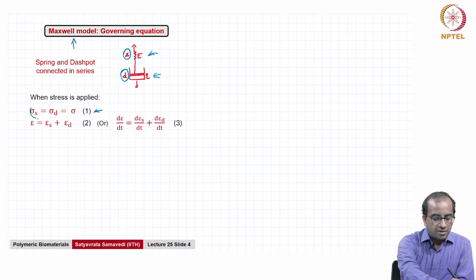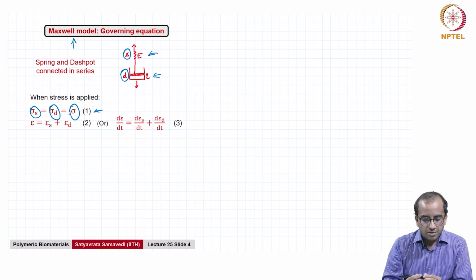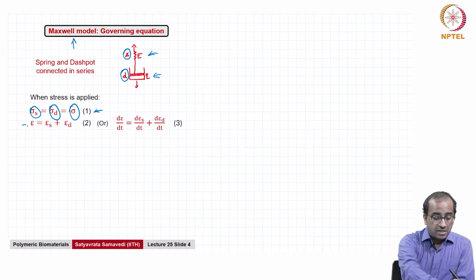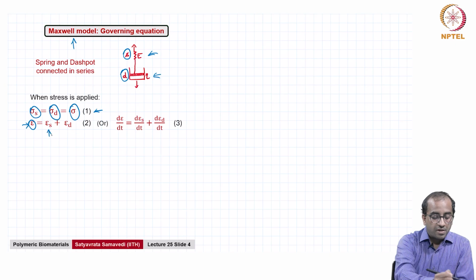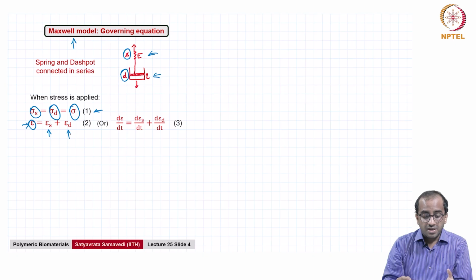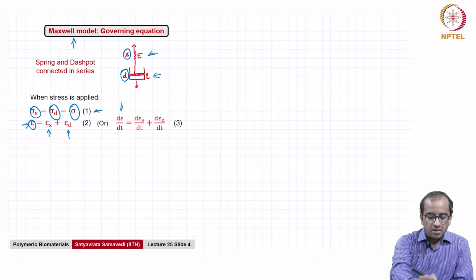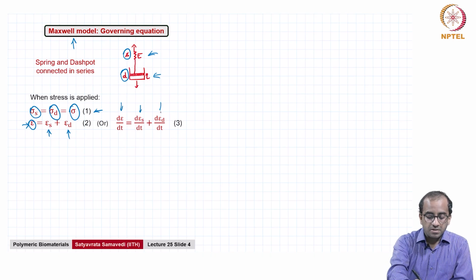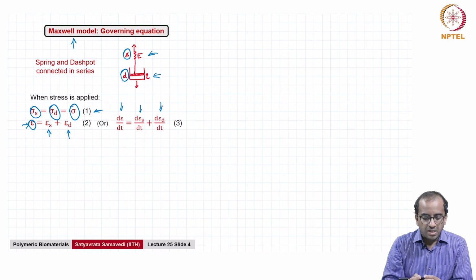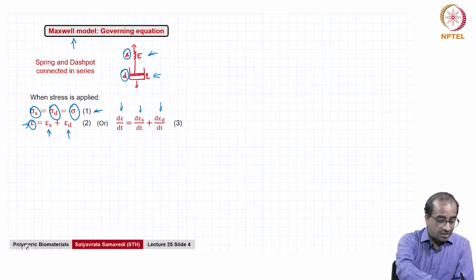So sigma sub S is the same as sigma sub D is the same as sigma, there is no difference. However, the total strain epsilon is going to be the sum of the strain in the spring and the dashpot. So epsilon is given as epsilon S plus epsilon D, or if you take the time derivative, you are going to get d epsilon over dt being equal to d epsilon sub S over dt plus d epsilon sub D over dt. And now you can ask, how do the individual elements respond?